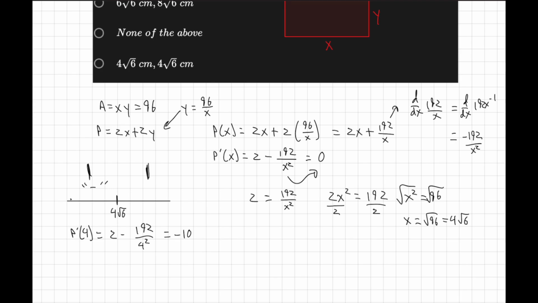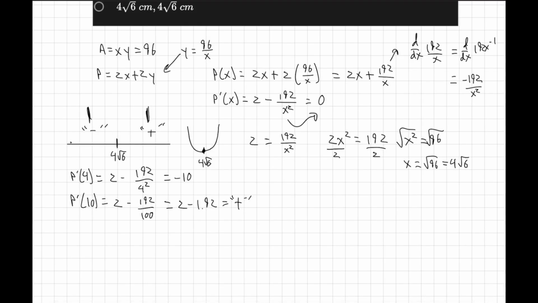Then let's look at something larger than 4 root 6. So P prime of 10 is equal to 2 minus 192 over 100 equals 2 minus 1.92, which is a positive number. So you can imagine the function is decreasing and then it gets to 4 root 6 and then it goes back to increasing. So we have in fact found the minimum, or this minimizes the perimeter function. So we have x is equal to 4 root 6 and we need to plug back in to find y.